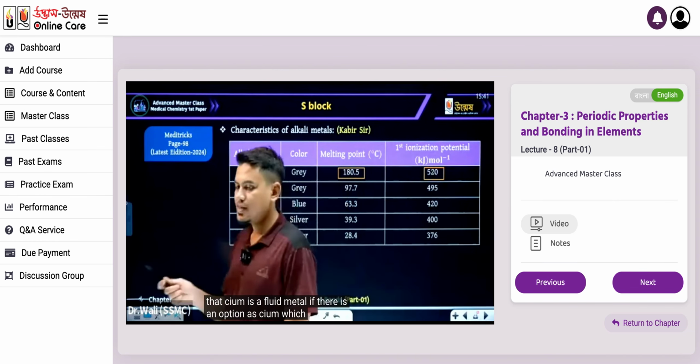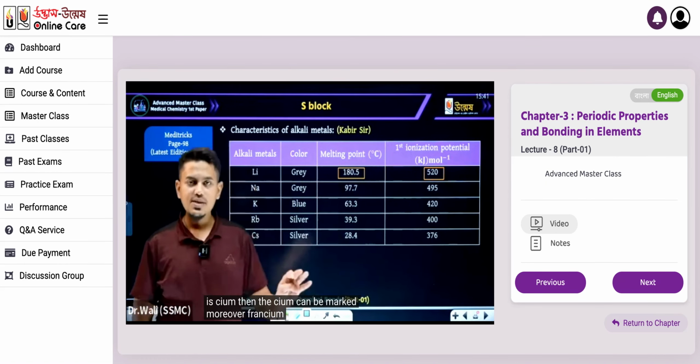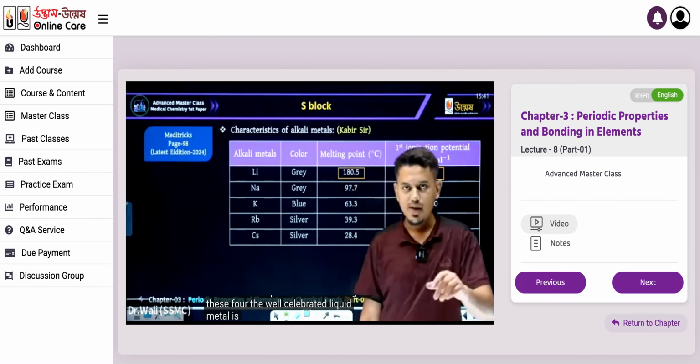If there is a question asking which one is a liquid metal, and the only viable option is cesium, then cesium can be marked. Moreover, francium, gallium, and mercury are known as liquid metals. But among all these four, the well-celebrated liquid metal is mercury.